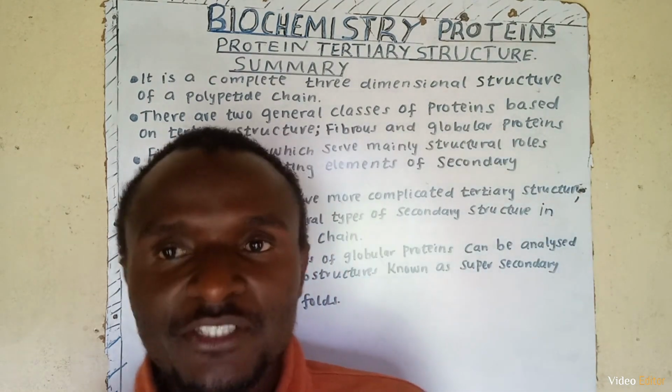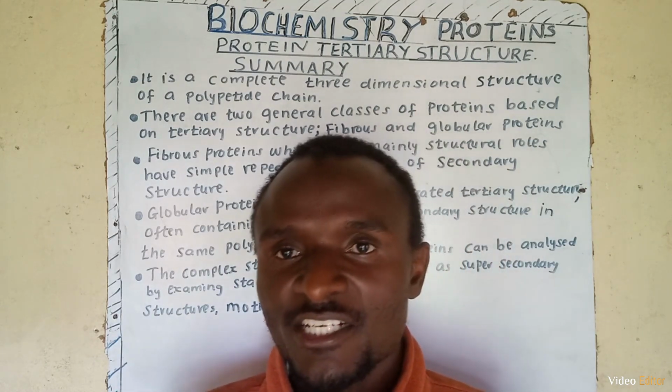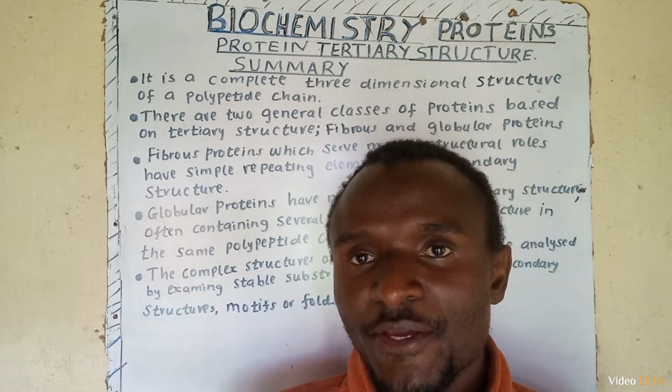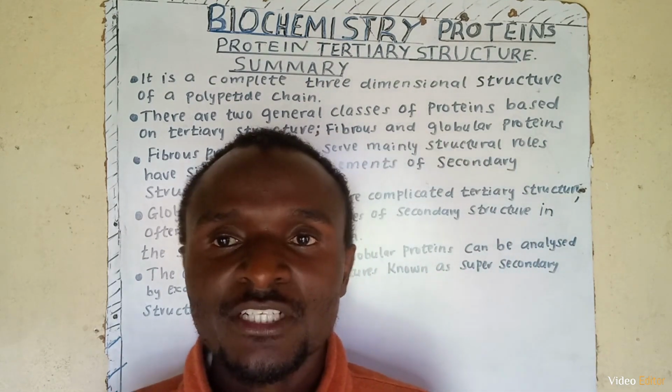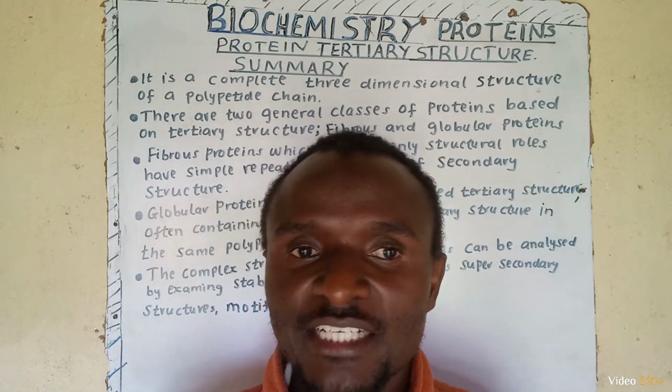Another important piece of information is that the tertiary structure of a protein can be found in Lehninger's Principles of Biochemistry, the 4th edition, from page 140 to page 146.